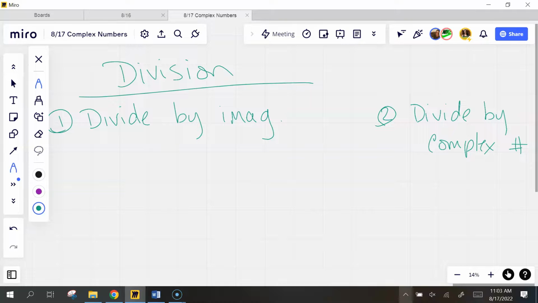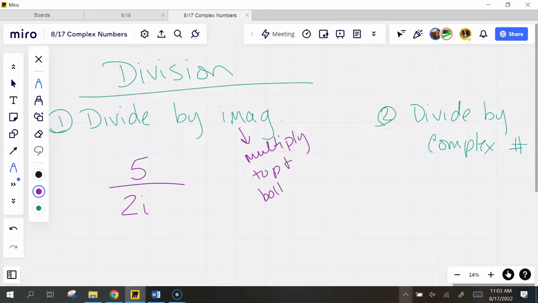Now, if I divide by an imaginary number, let's say I have 5 over 2i. Why is this a problem? There's a square root in the bottom. And when there's a square root in the bottom, how do I get rid of it? Multiply it by that square root. So if you have an i in the bottom, all you're going to do is multiply top and bottom by i. I don't need to do it by 2i. I only need to do it by i. The 2 is not under a radical. It's not causing me any issues, only the i.